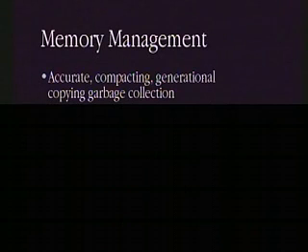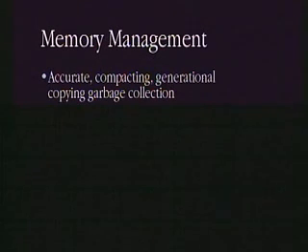Generational copying means that we allocate objects for the first time in a new generation, and only when they survive for a certain amount of time do we copy them into an older generation, which we handle much less frequently than the newly allocated objects. So we spend a lot of cycles collecting newly allocated objects. For older objects, we don't spend that time.